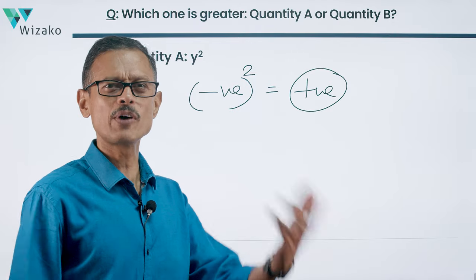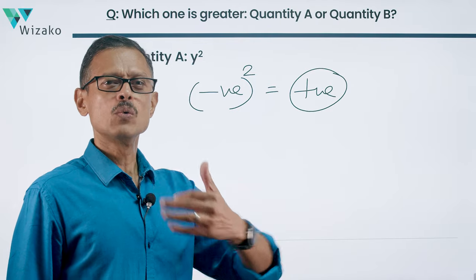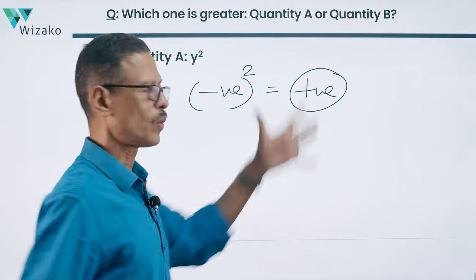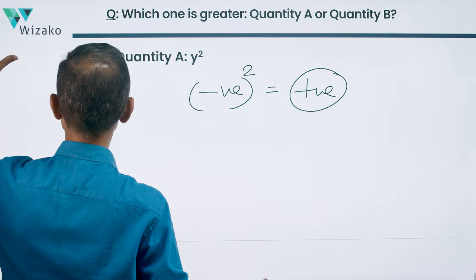We do not know what it is. It could be 0.2, it could be 80.3, it could be 1,847,000. We do not know what we are talking about, right? So it's a positive number, that much is known.